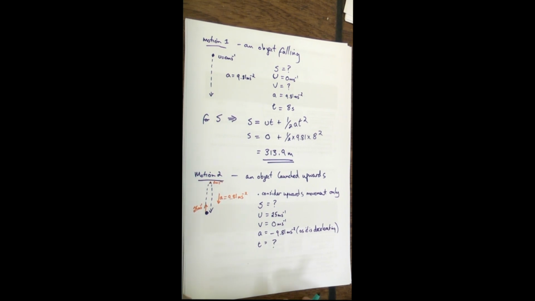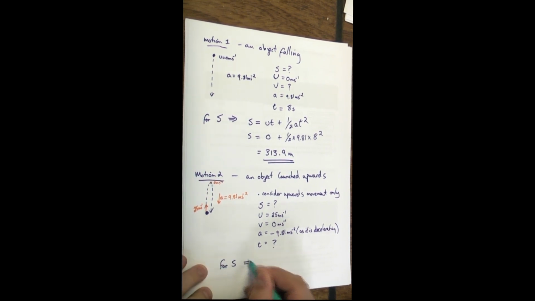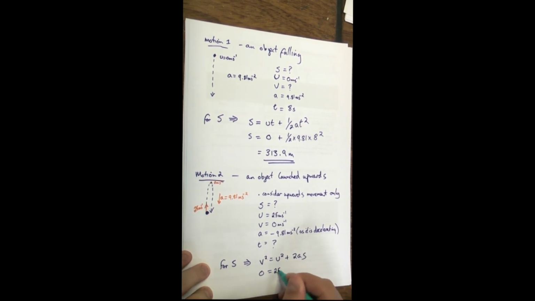So to find the maximum height, we're wanting an equation without T. So we use V squared equals U squared plus 2AS, plug the values in, so 0 equals 25 squared plus 2 times minus 9.81 times S. Rearrange that, we get 625 minus 19.62S, so S equals 625 divided by 19.62, which is 31.9 meters.